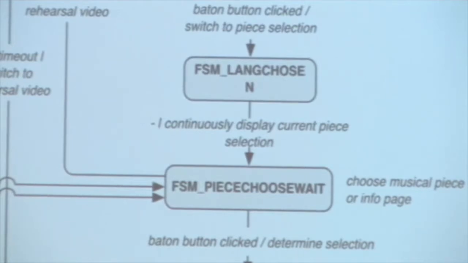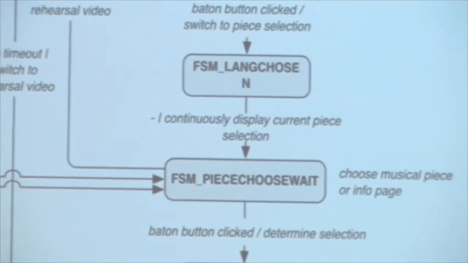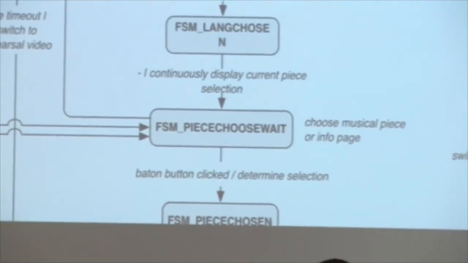Then we basically display the current piece selection as a result and are sitting in this next state. This could also be put together into one state, but since we later want to get back to this particular state here, we split it into two. Here the user picks the musical piece they want to play. We again wait for the baton button to be clicked and determine which selection was made.